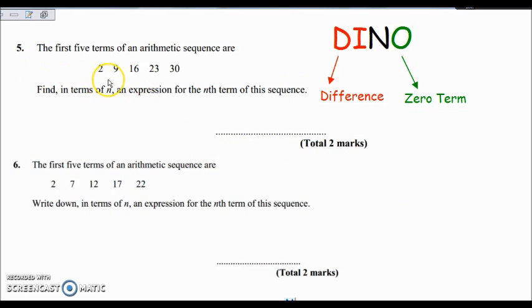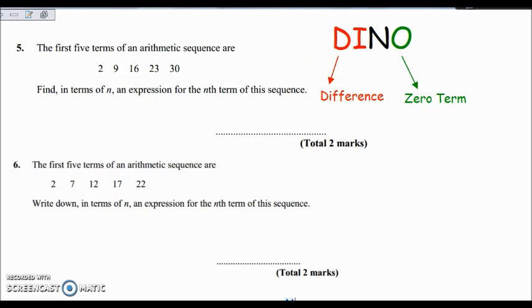So, first one, what's the difference? We've got to work out difference first. Well, the difference from 2 to 9 is 7. Just check it, it's 7 again. So 9 to 16, yes, it's 7. And the 0 term, well, this is the third term, second term, first term. Where's the 0 term? Well, it's before the first one. What are we subtracting each time? Well, if we're going up in 7s, if we go backwards, we're going down in 7s. So what's 2 take away 7?